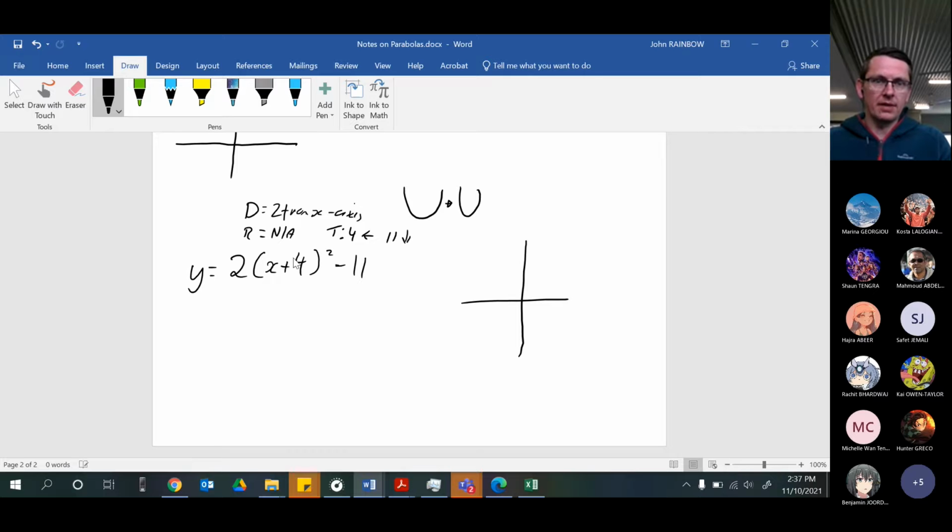So how do we get that? This goes 4 to the negative and 11 down. And it's still a positive graph, so it hasn't been reflected. So we go 4 units to the left and 11 units down. So that would be negative 4, negative 11.